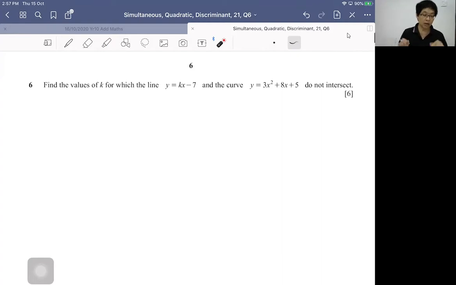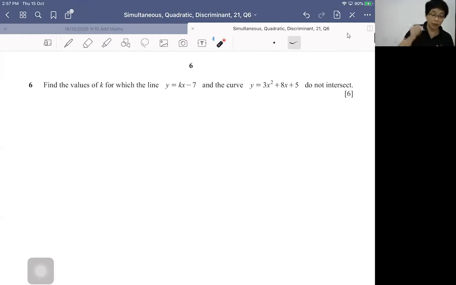And they say the line y equals kx minus 7, which is a straight line. How do we know? mx plus c. And the curve y equals 3x squared plus 8x plus 5, a quadratic. And then it tells us the criteria that this quadratic and the line do not intersect. And what does that hint us? Discriminant. How do we test them out?